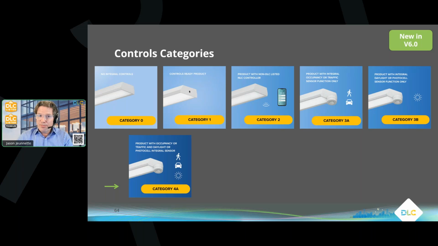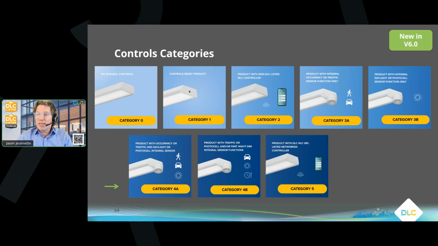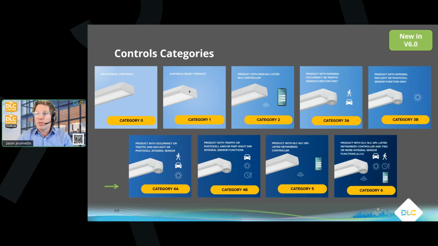Category 4B is a product with traffic or photocell and part night dim capabilities on board. Category 5 is a product with a DLC listed NLC QPL listed network controller. And category 6 is a product with a DLC NLC QPL listed network controller and 2 or more integral sensor functions on board, also known as luminaire level lighting control. A change in the final is that all premium products must be listed in categories 1 through 6.